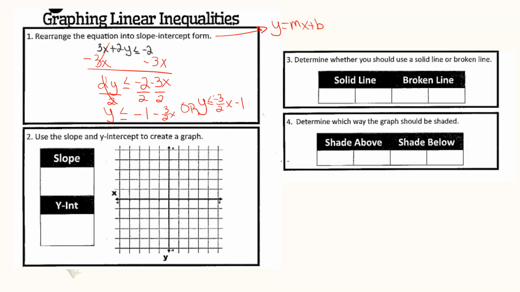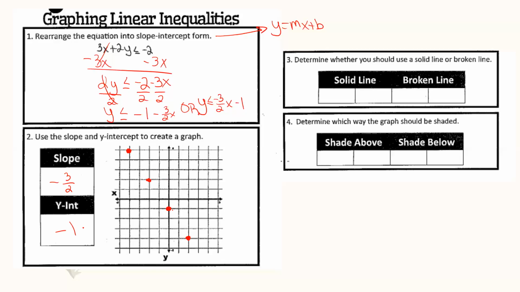Okay, moving down to the next step, using the slope and the y-intercept to create a graph. Looking at these, your slope would be -3/2. Y-intercept is -1. Yes, I know there's an inequality symbol here, but we're going to graph it like we would an equation. So we always start at our y-intercept, which is -1. My slope is -3/2, so that tells me to go down 3 and then to the right 2, or I could go up 3 and to the left 2. Okay, don't draw your line yet, just put the dots.